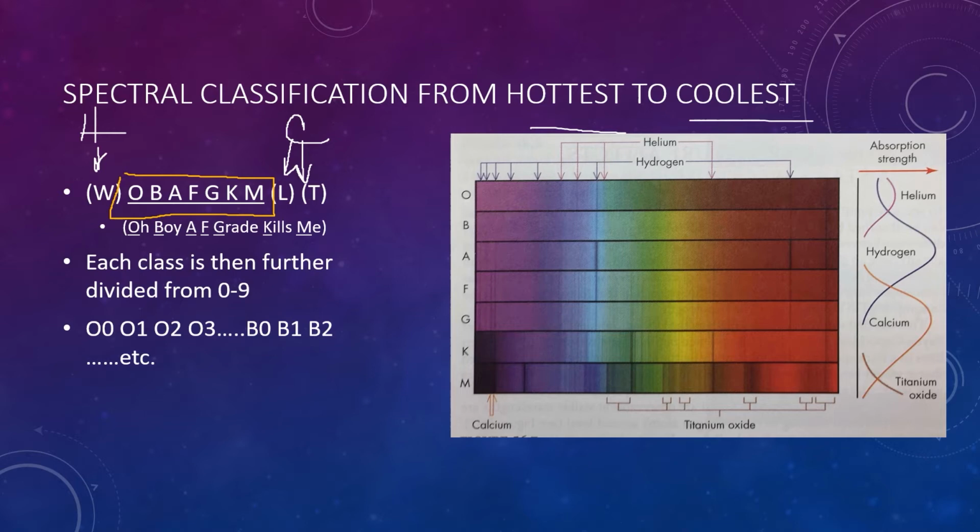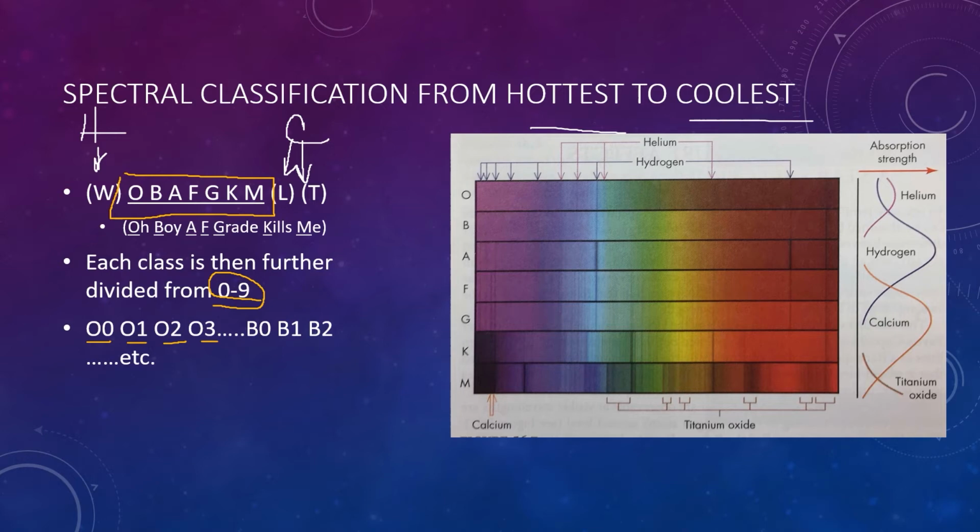OBAFGKM, which has a very nice little way to remember it: Oh boy, an F grade kills me. That should be a very easy way to remember it. Keep that in mind. Each class is then further divided from 0 to 9. So you get O0, O1, O2, O3, etc., with 0 being the hottest to the coolest.